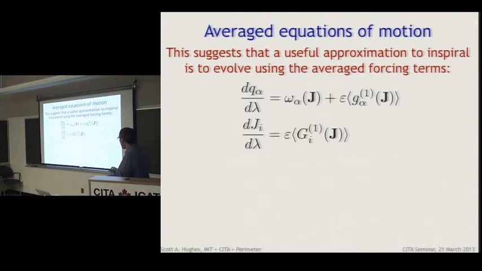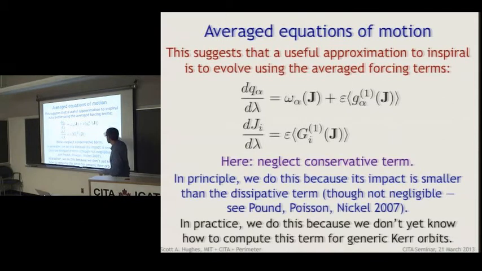I am actually, though, going to neglect this conservative term. There's a real issue of principle as to why we do this, in which one can show that this conservative term actually has a much smaller impact on the system than the dissipative one does. It's not negligible, and Eric Poisson and students and collaborators have argued quite eloquently that if you completely neglect it, you're making a big mistake. That's the argument in principle. In practice, I'm really doing this because we don't have to calculate it yet. And I have a rule that I try to only calculate things I know how to calculate.